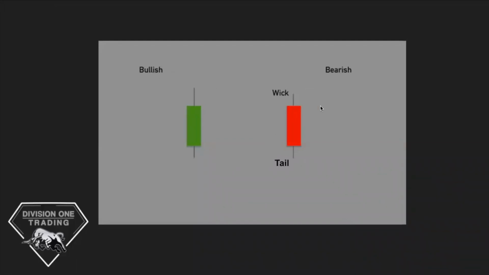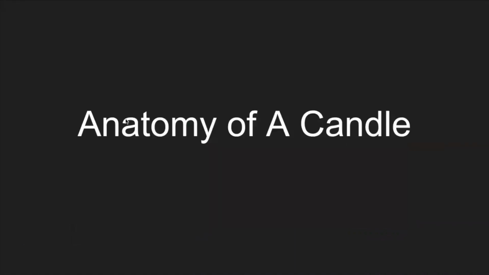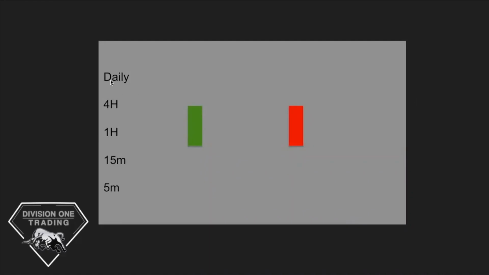So, right, we start putting it together. We have a bullish candle with a wick and a tail. Bearish candle with a wick and a tail. So now we're going to start getting into the anatomy of a candle and really just what is going on in that candle as a whole. When we look at a candle, like we said, this candle can represent a whole day, or just 4 hours, or just 1 hour, or just 15 minutes, or even just 5 minutes.